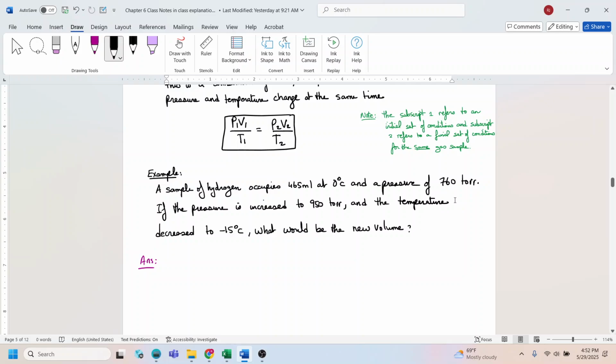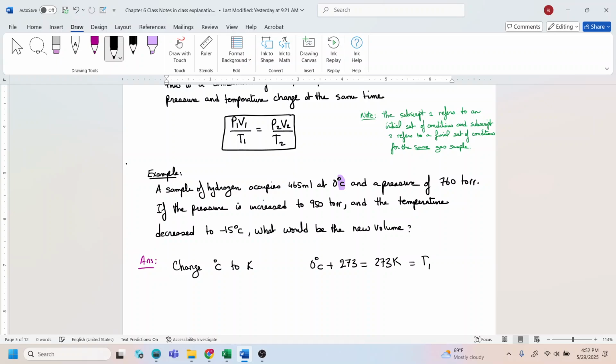The most important thing to look for over here is simply your temperature unit. The temperature unit, as we mentioned, has to be in Kelvin. If you keep it in Celsius, your answer will be wrong. So the first thing that you need to do is change the Celsius to Kelvin. Simply add 273 to each one of these temperatures.